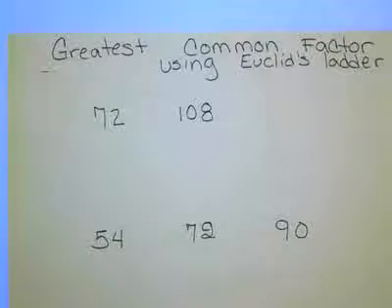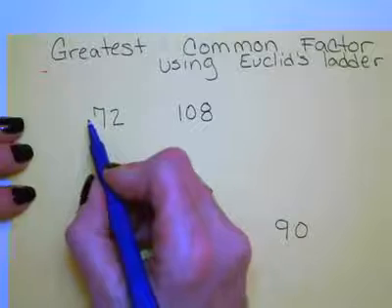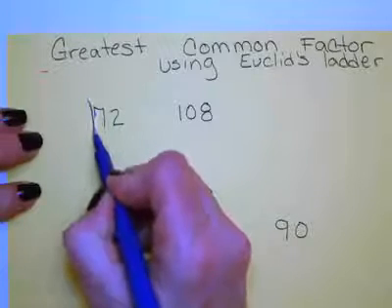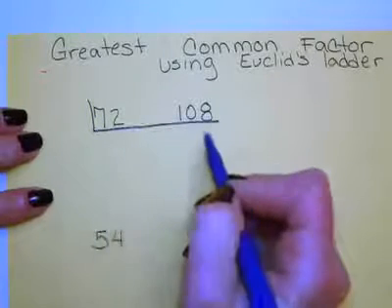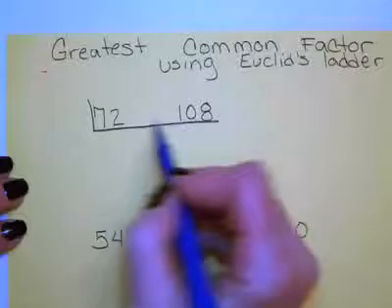Hey there! Today we're going to talk about finding the greatest common factor using Euclid's ladder, or more commonly referred to as the cake method. Given two numbers, 72 and 108, we make the bottom layer of the cake surrounding the two numbers.